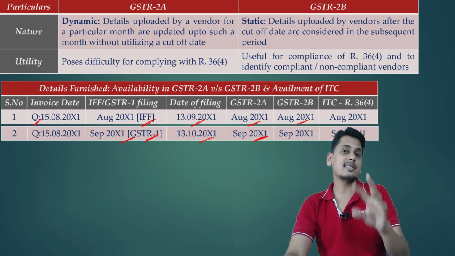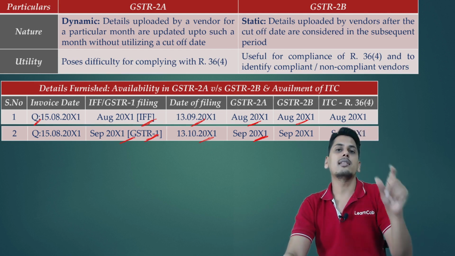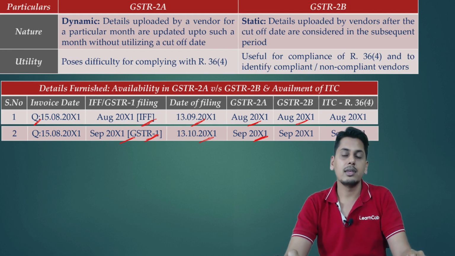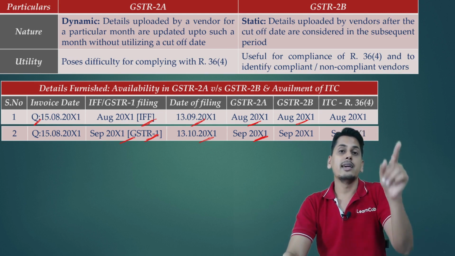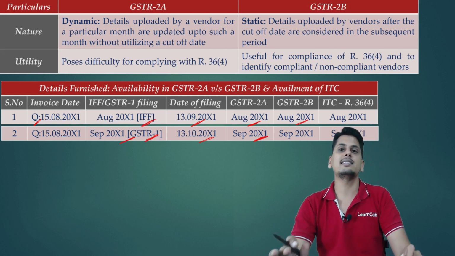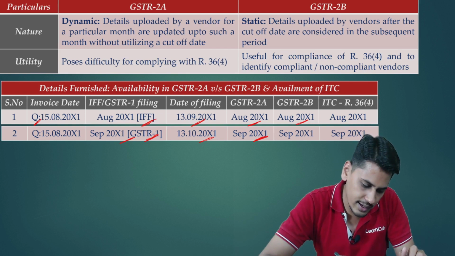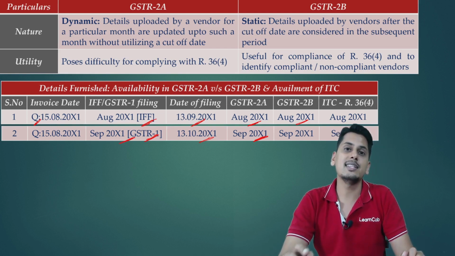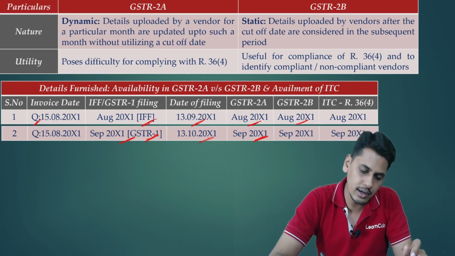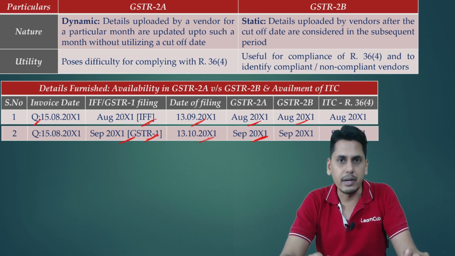So friends, as regards the quarterly filers, for the invoices which they have raised in the quarter, if they are going to file it in GSTR 1 of the quarter, then it would appear in GSTR 2A of the last month of the quarter. So in this case, friends, they are going to include it in GSTR 1 of the quarter. The quarter is July, August, September. So therefore, it would appear in GSTR 2A of September.